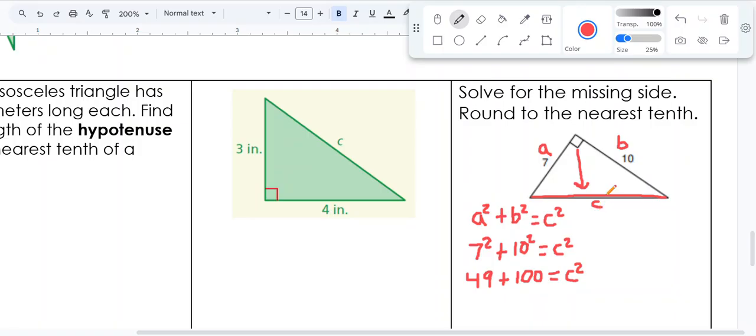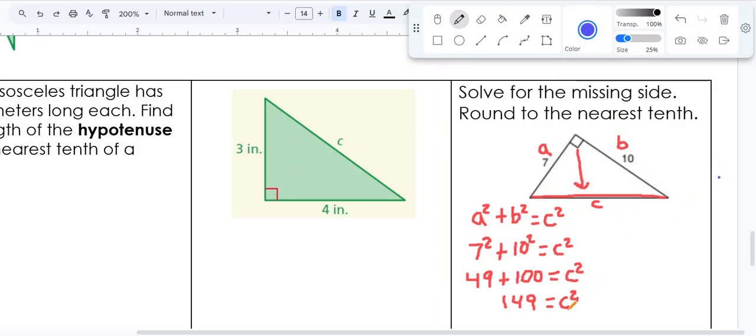So first step, figure out what's A, B, and C. Then I'm going to plug it into my formula and then square the numbers. All right, so now I want to add these together. 49 plus 100 is 149. All right, so now I'm left with 149 equals C squared. I don't want to know what C squared is. I want to know what C is, right?